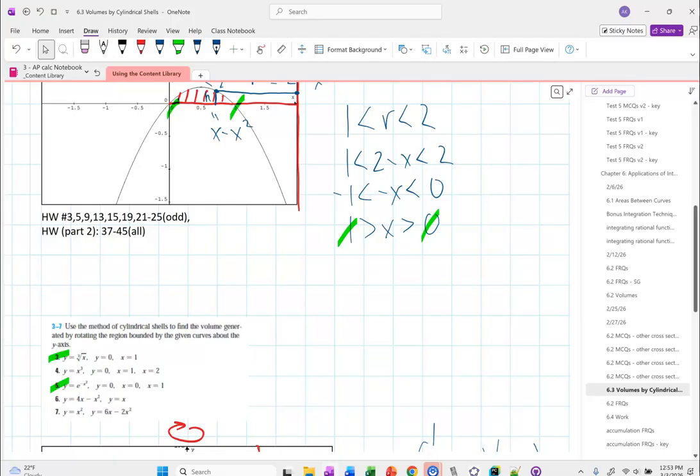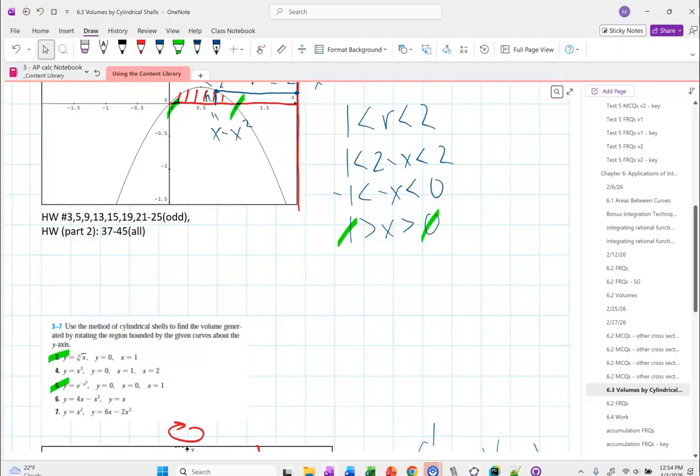Good news for you guys, come AP exam time. The AP exam you will be taking, the AB exam, the shells are not part of the AP exam. Now in your college calculus class, the professor will surely expect you to be able to do all three of them.